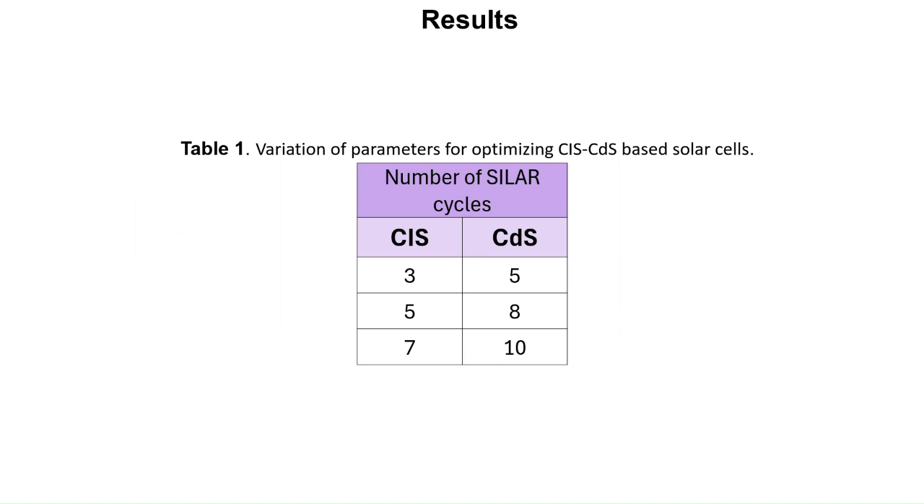Results. In this experiment, two factors were varied: the SILAR cycles of CIS, 5, 8, and 10 cycles, and the cycles of CdS, 3, 5, and 7 cycles. The experimental design was generated with the combinations of these variables, as shown in Table 1.